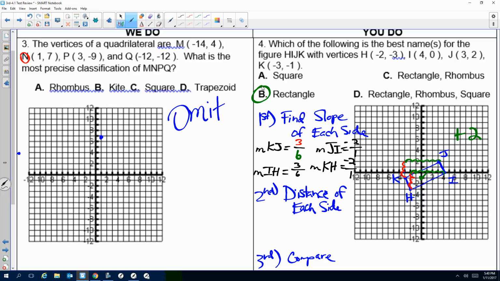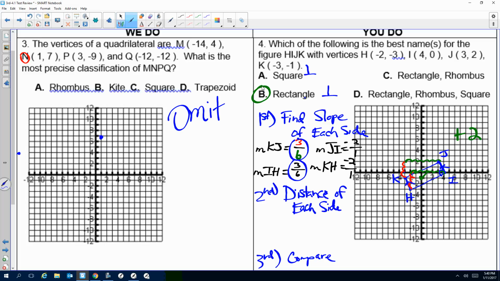Now, this is important because I see that they have the same slope. 3 over 6 is the same thing as 3 over 6. These are opposite each other. They're parallel. So I know I'm starting off with the parallelogram. What I have to check is if it's a rectangle, then we have a right angle. We have to have perpendicular for a rectangle. You also have to have it for a square, okay? But it's not a square because we don't have the same numbers here. For a square, all sides are congruent, and we don't have the same numbers.